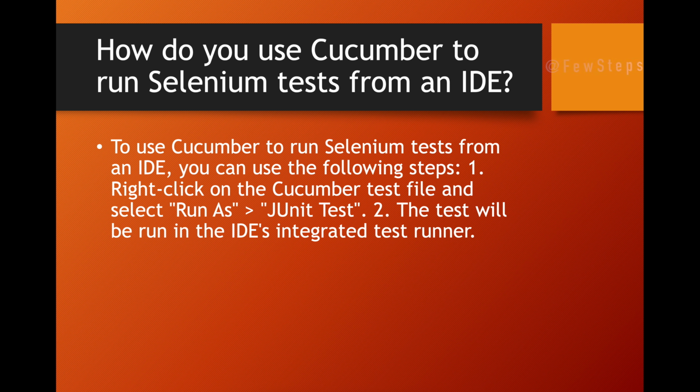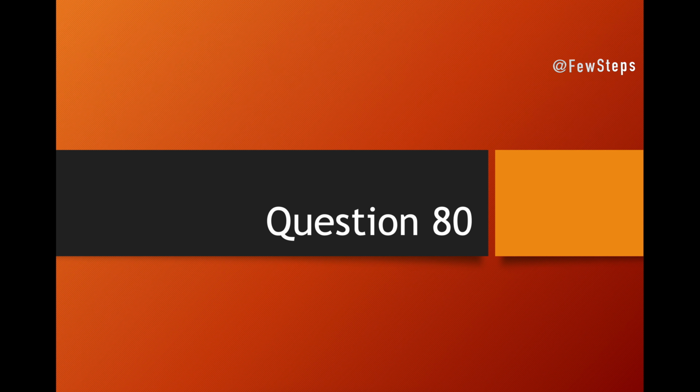Question 79. How do you use Cucumber to run Selenium tests from an IDE? To use Cucumber to run Selenium tests from an IDE, you can use the following steps. 1. Right-click on the Cucumber test file and select Run as Unit Test. 2. The test will be run in the IDE's integrated test runner.